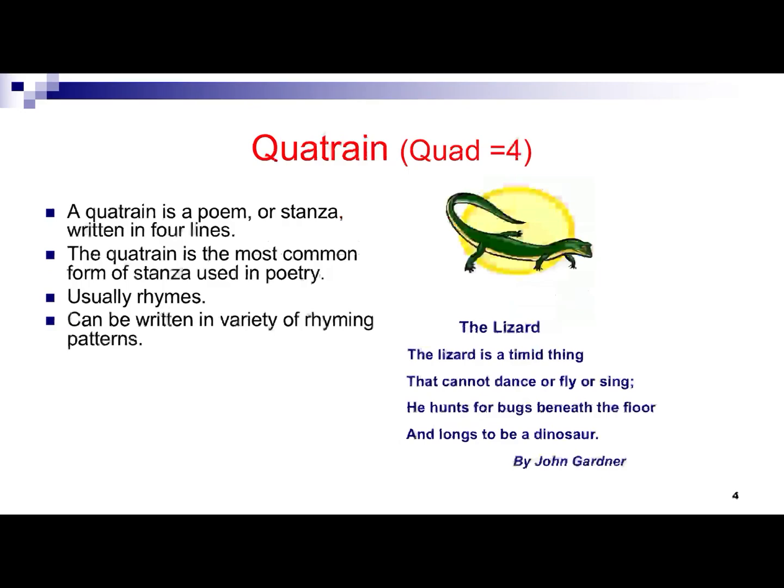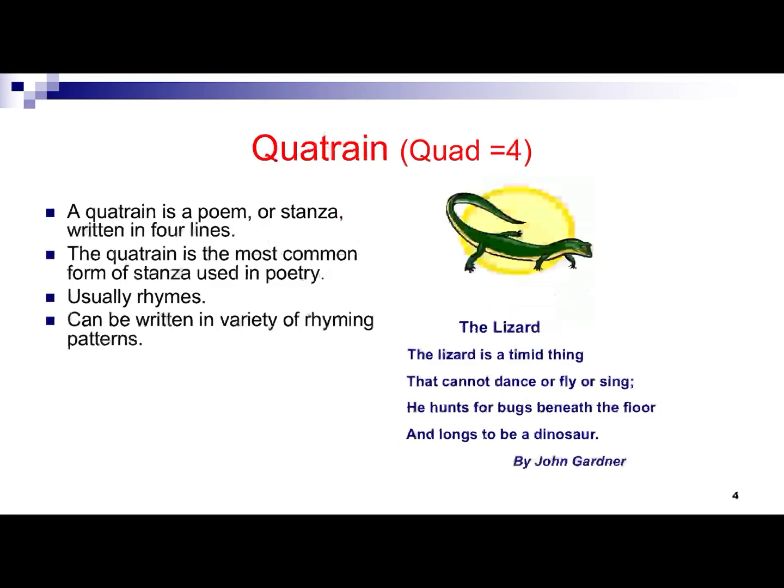If you look at the beginning part of quatrain, you see Q-U-A, and this has a T, but the typical word that means four is Q-U-A-D, quad. If you think of quadruplets, that's four babies. If you think of a quad and you're talking about a vehicle, that means it has four wheels. So a quatrain is a poem or stanza that's written in four lines. The quatrain is the most common form of stanza used in poetry. So we're going to see this a lot. It usually does have some sort of a rhyme scheme, but it doesn't have to have a specific pattern to be a quatrain. So there's an example here called The Lizard.